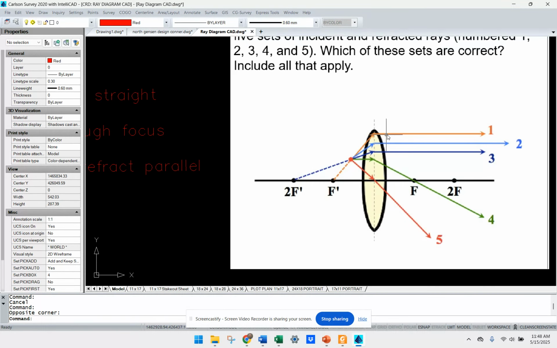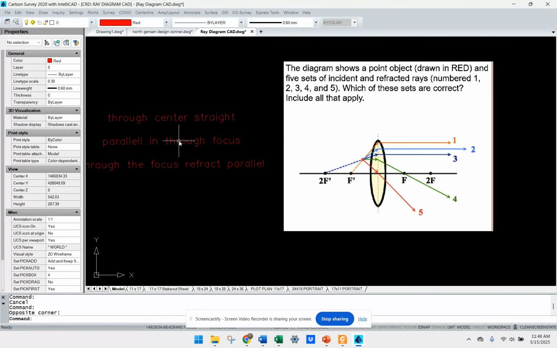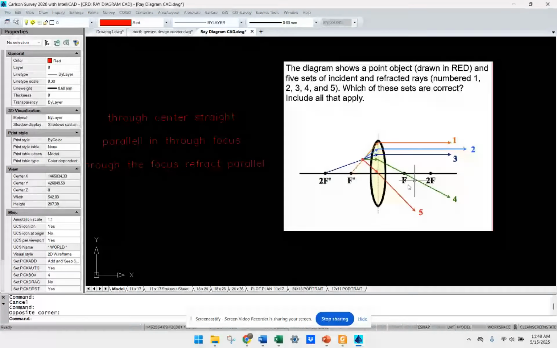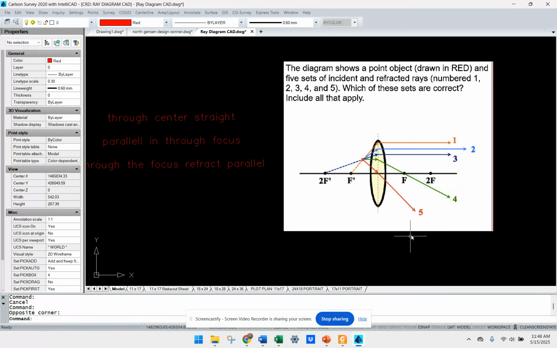And so then it goes out parallel. So 1 would be true. And then do you have anything coming in parallel? In fact, you do. That's the final one here, parallel in. That would be 4. Comes in parallel and then goes down through the focus. So the others would not be true, but in this case, 1, 4, and 5 would be correct.